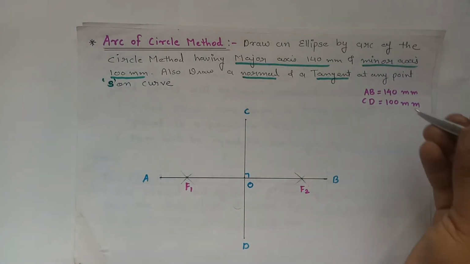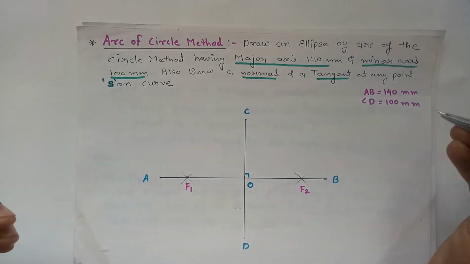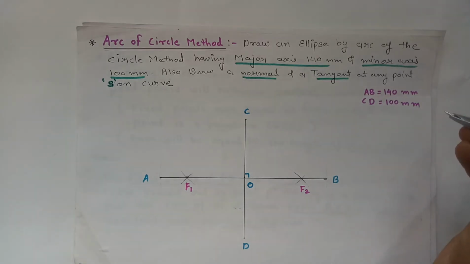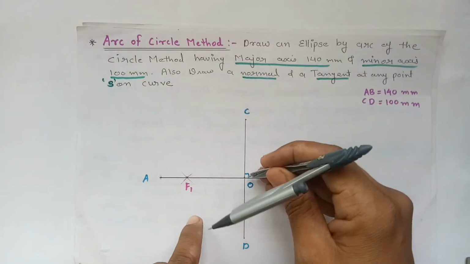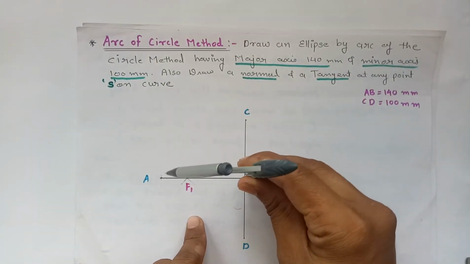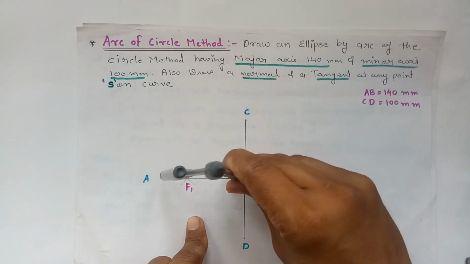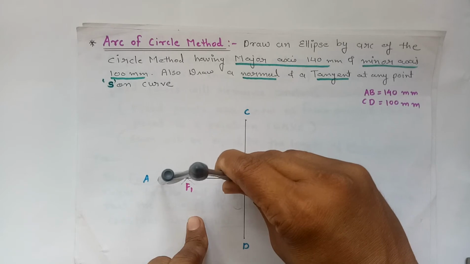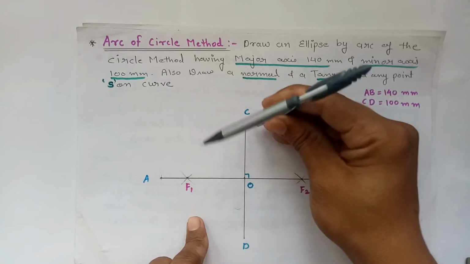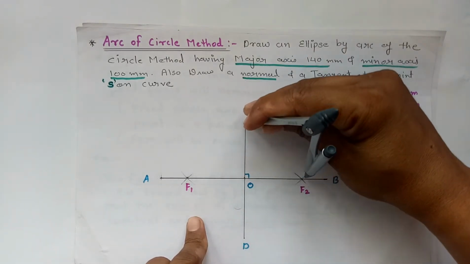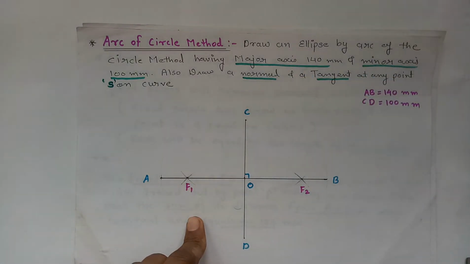Not every time are the major axis and minor axis given. Sometimes the major axis and focal length are given, sometimes the minor axis and focal length are given. At that time we can find the required data by using the drawing, by taking the arc. So right now you have to find the focus points from the major axis and minor axis. Take O to A, and give an arc from C on both sides of the major axis. It will give us the focus points.